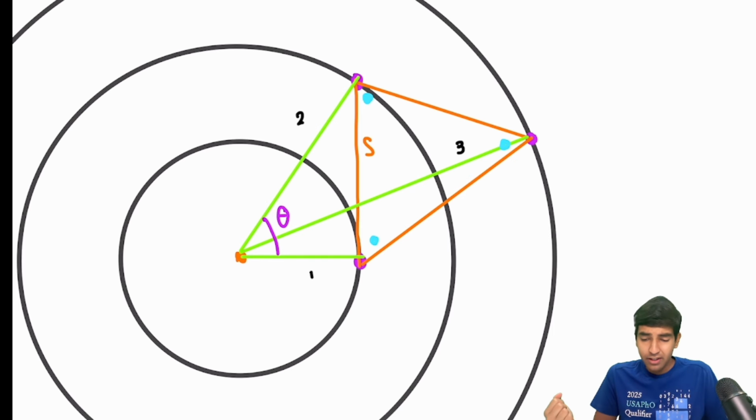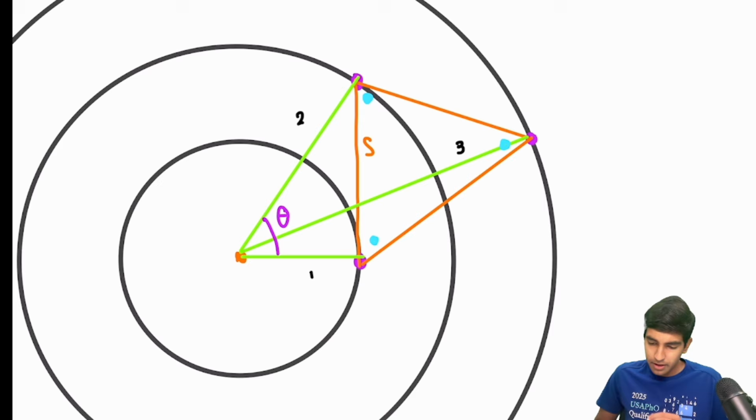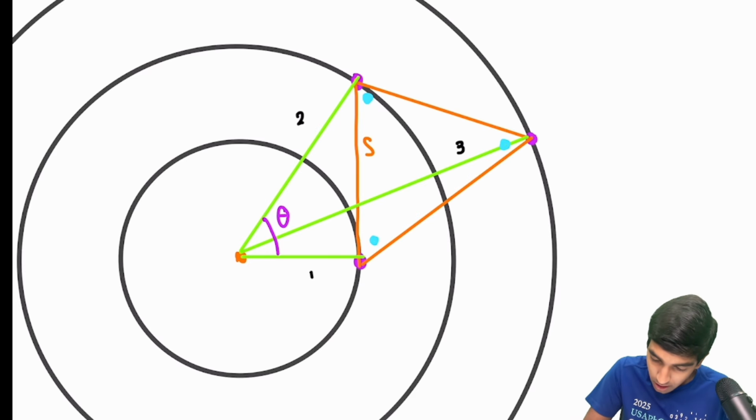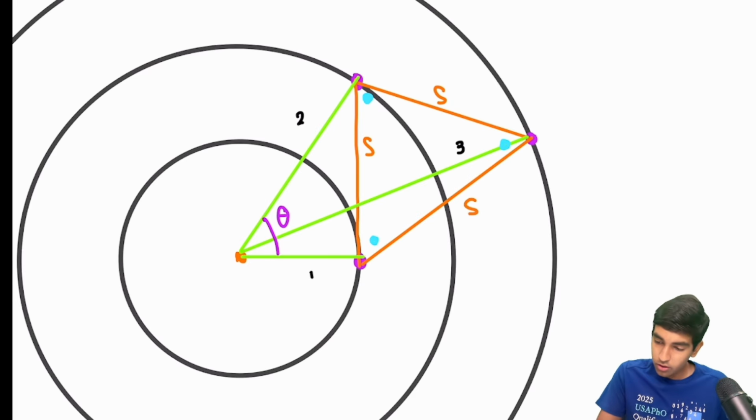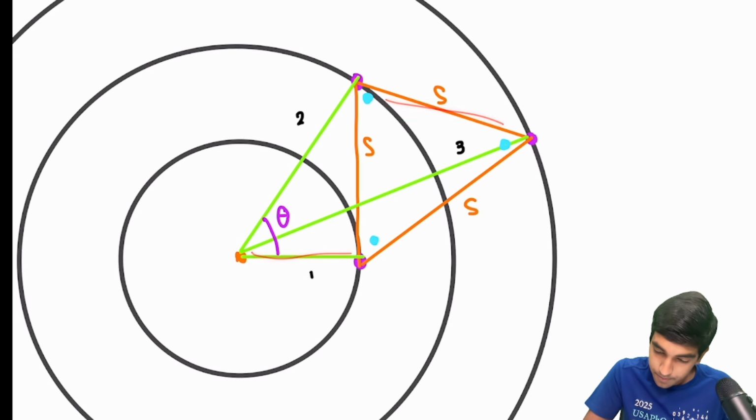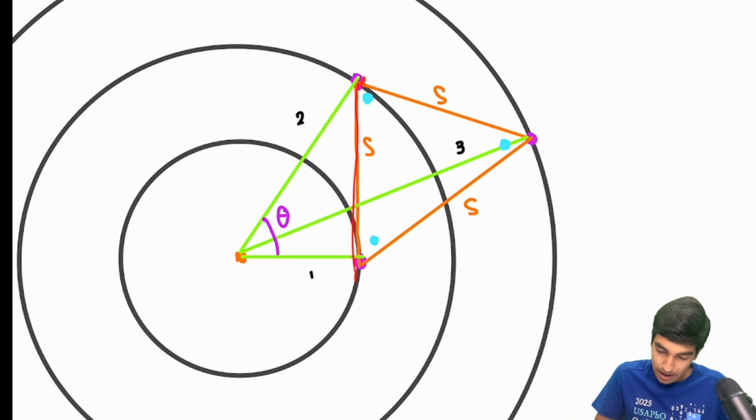But how are we supposed to know it's cyclic? How can we actually see? Is it really cyclic? Well, here's something really nice. We can use Ptolemy's theorem. Ptolemy's theorem states that the sum of the products of the opposite sides is equal to the product of the diagonals. So 2 times s plus 1 times s equals this quantity here, s times this, which is 3.